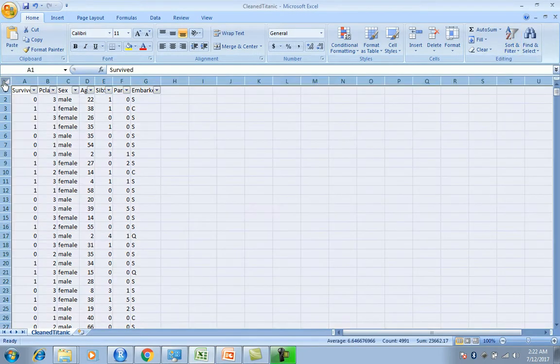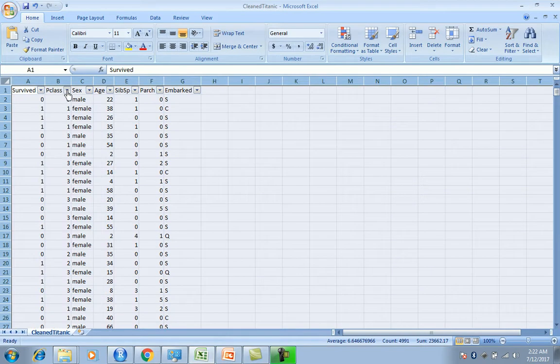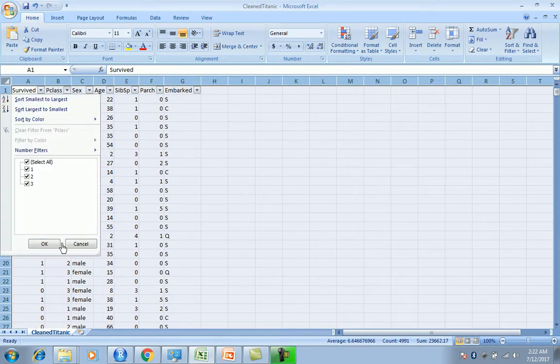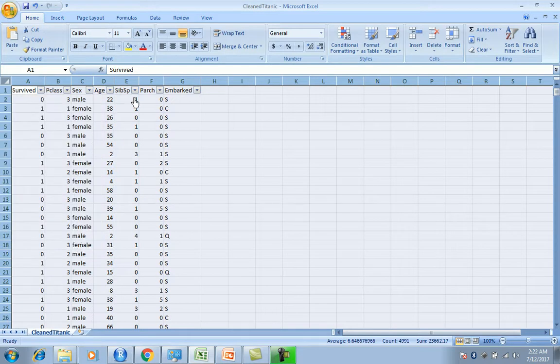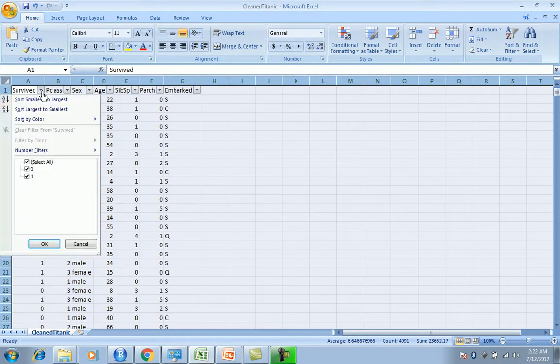It has information about the class of the passengers traveling, which is 1, 2 and 3, and then we have the gender, their age, whether they were traveling with siblings, the number of parents they were traveling with, and where they embarked from. And what we have is survival data: how many of them survived the Titanic disaster and how many of them were unfortunate. So this is the kind of data.